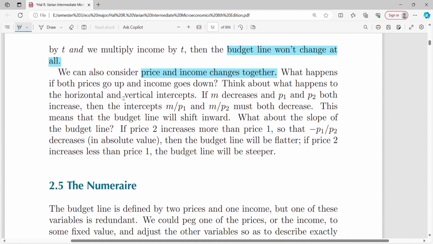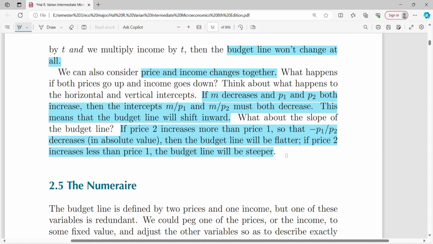What happens to the horizontal and vertical intercept? Here, if M decreases and P1, P2 both increase, then the intercepts M by P1 and M by P2 must both decrease. This means that the budget line will shift inward. And the slope: if price 2 increases more than price 1, then minus P1 by P2 decreases in absolute value. Then the budget line will be flatter.